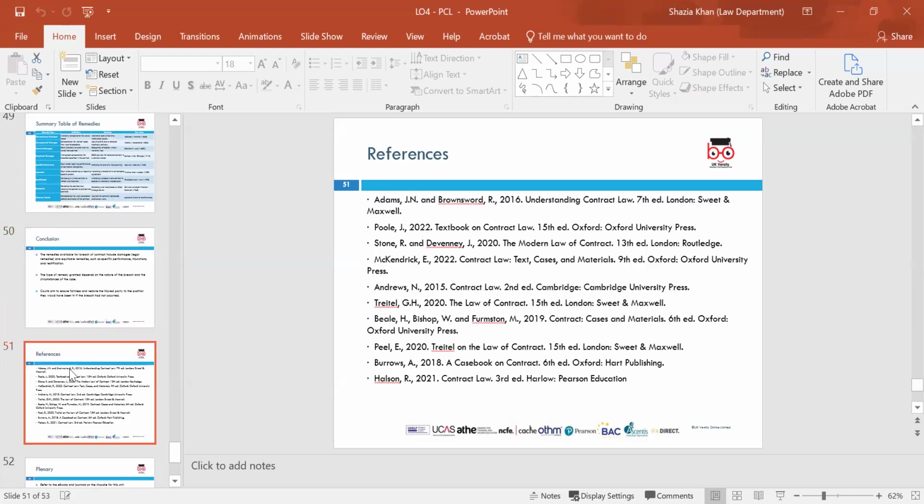So we've now finished learning outcome 4, and these are the references we've used for learning outcome 4 that you can look at in your own time. And I'll just give you a summary of what we've done in today's session, which is learning outcome 4.